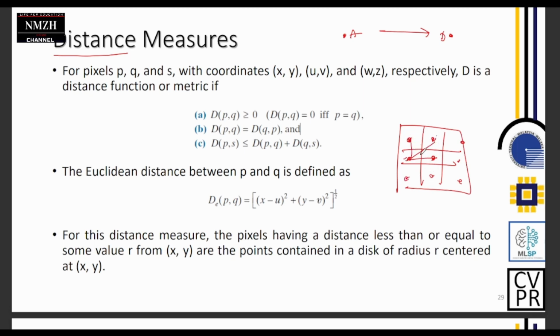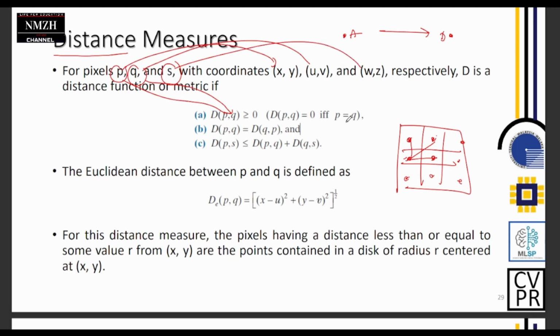So there would be many choices of measuring the distances. But we need to be careful about the distances. So P is here, Q is here. Imagine that we have three pixel locations: X and Y for P, U and V for Q, and W and Z for S pixel, right?